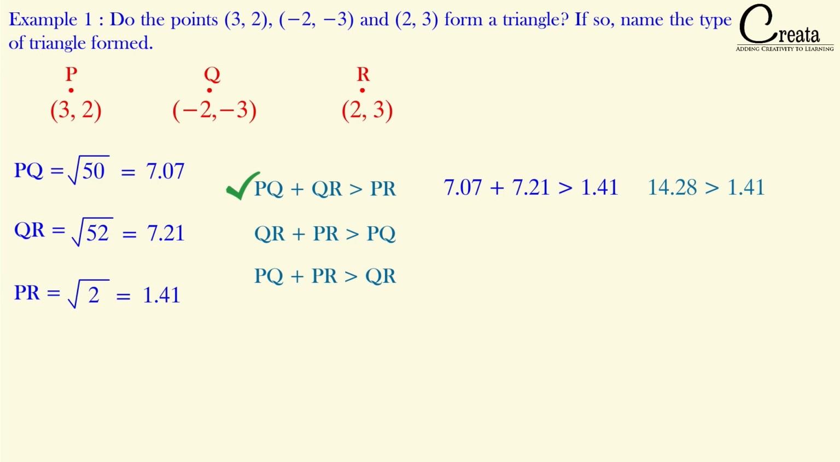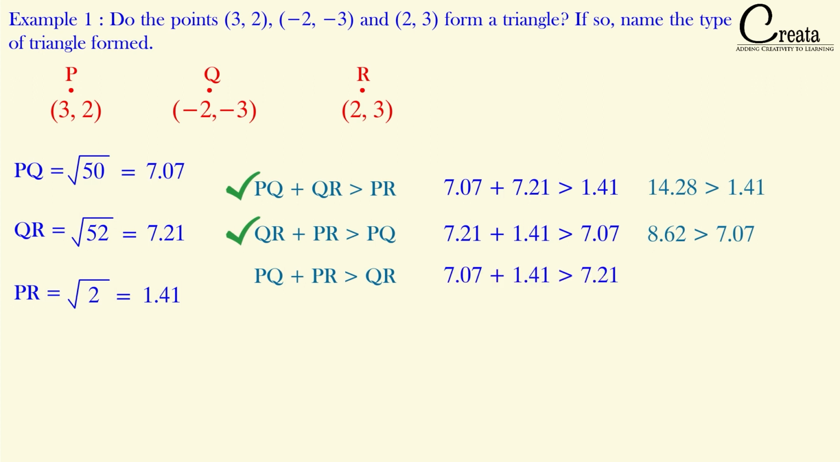Further, let's take QR and PR. Yes, the sum of these two sides is also greater than the third side. Further, let's add PQ and PR. Yes, this is also greater than the third side. So we can say the 3 points will form the triangle. Got it? How we have approached the question? We have added the two sides and we have checked whether it is greater than the third side.